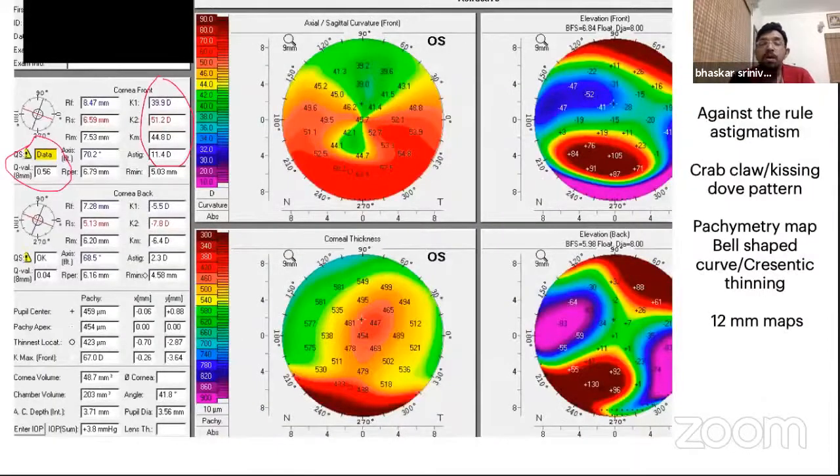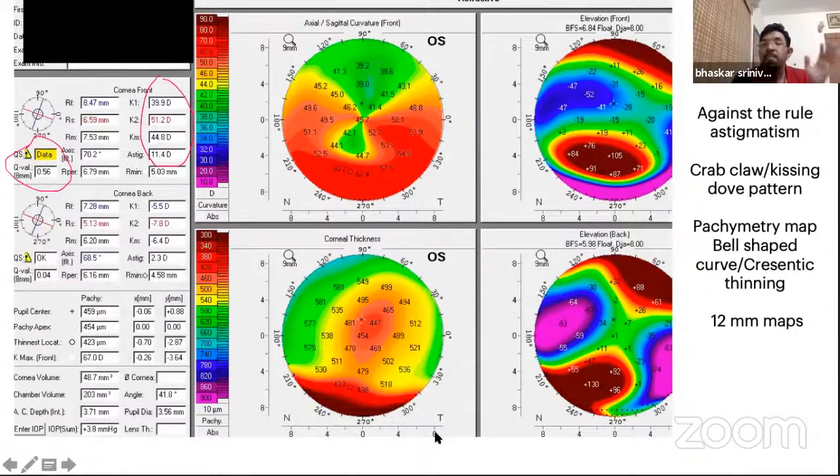Just looking through a Pentacam map, you can see what is called the classical bird beak, the crab claw, or the kissing dove sign. This has been said to be sacrosanct with PMD, even though now we know that just looking at this one picture, you cannot label it as PMD. You need to look at the elevation, but more importantly, you need to look at this pachymetry map. The pachymetry map generally shows a peripheral crescent of thinning, or you can have something like a bell-shaped curve. Again, this is not an ideal map because it is only till 8 mm, and we take normal maps only till 8 mm.